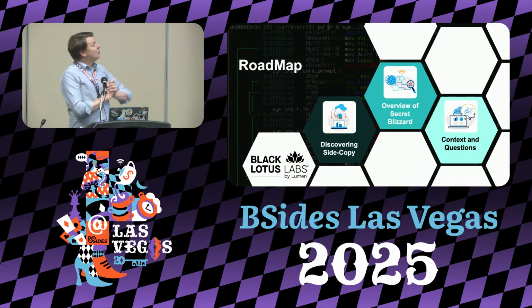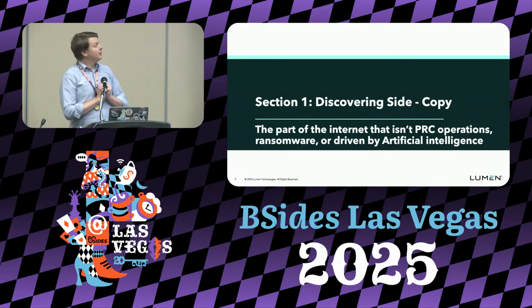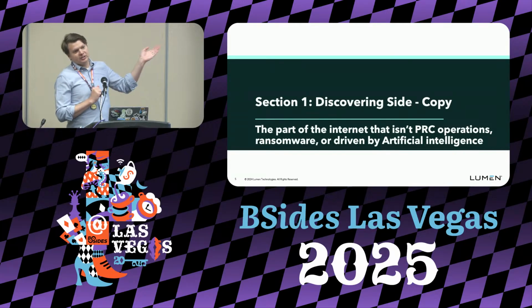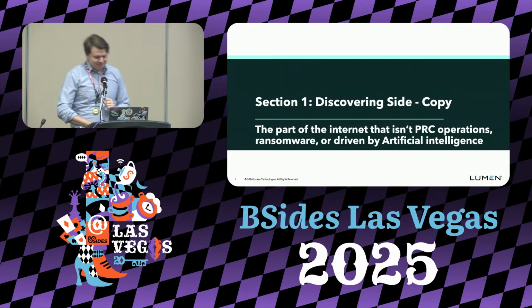Moving on. So we're going to talk about how we first discovered a group called SideCopy, how we then started moving into the Secret Blizzard or Turla space, and we're going to talk about the larger context, some questions, and what this all means to us. So first section, discovering a group called SideCopy. Or as I like to put it, the part of the internet that isn't PRC operations, ransomware, or artificial intelligence. It does exist, people. It's just very, very small.